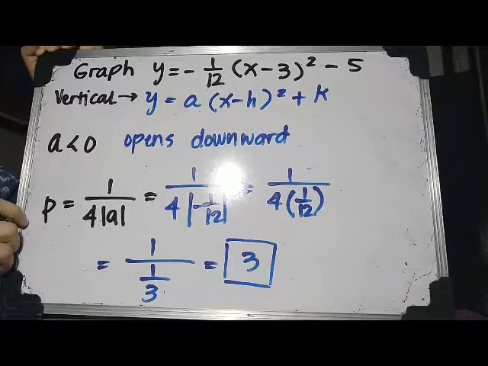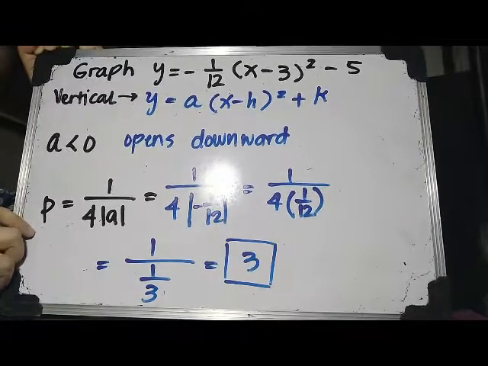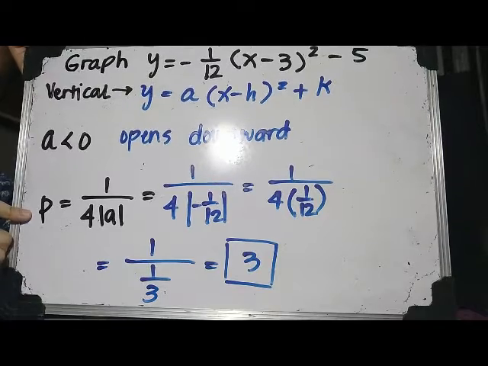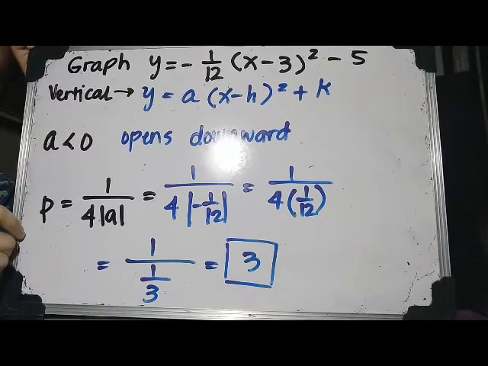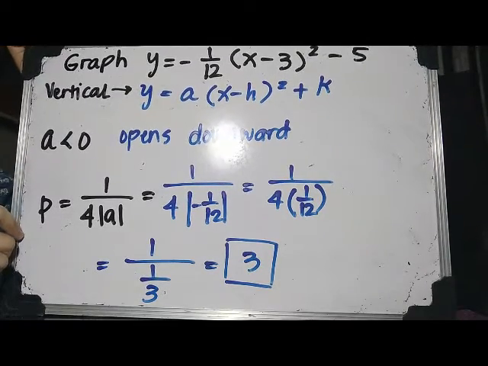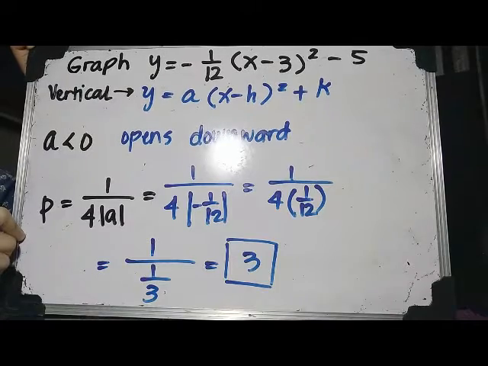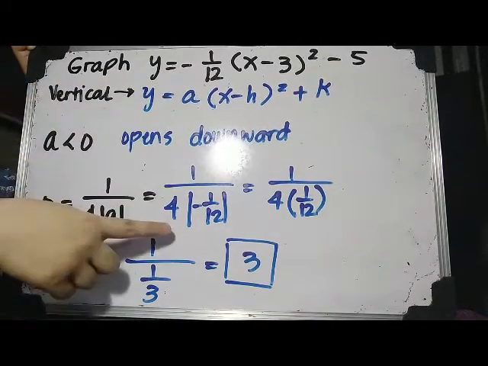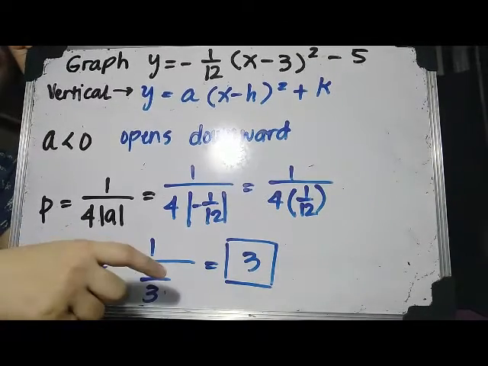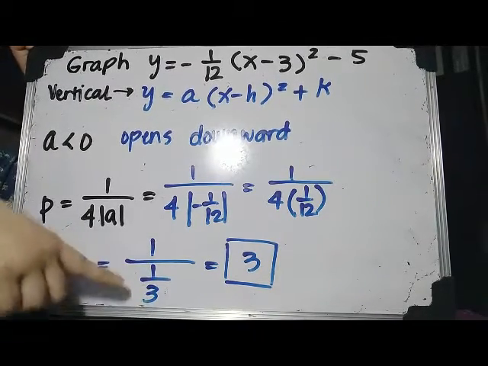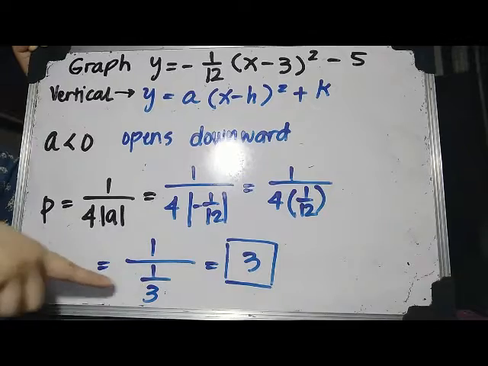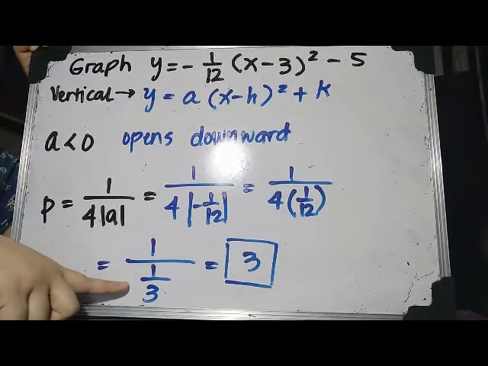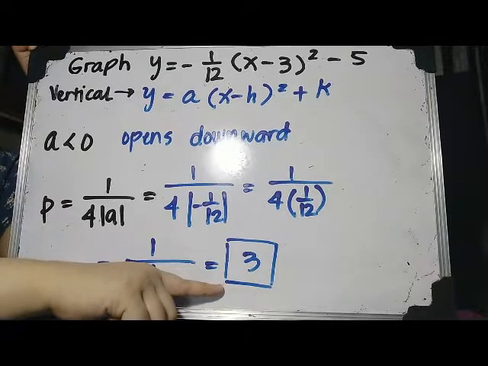And the next important thing that we need to identify in graphing a parabola is the distance p, which is given as 1 over 4 times the absolute value of a. So let's solve for it. 1 over 4 times the absolute value of negative 1 over 12. That is actually 1 over 4 times 1 over 12, and 4 times 1 over 12 gives us 1/3. 1 divided by 1/3 is actually 3, so our distance p is 3.